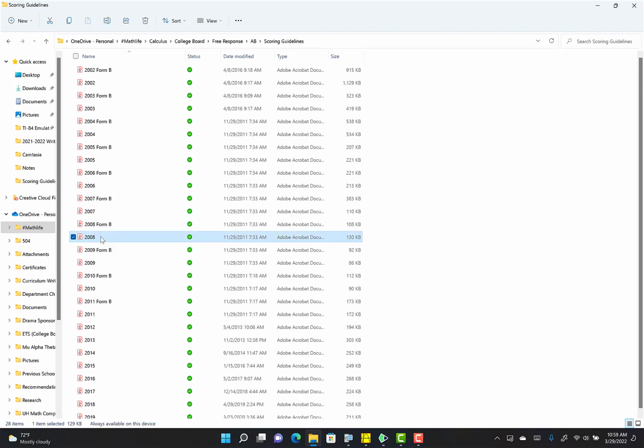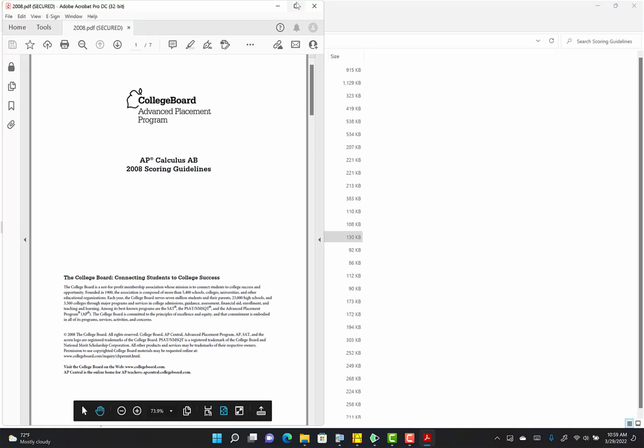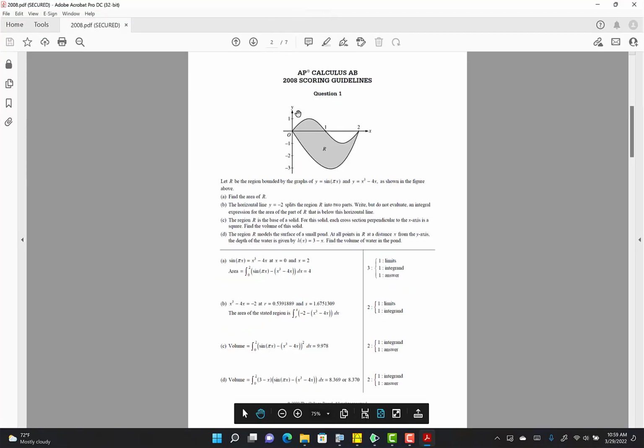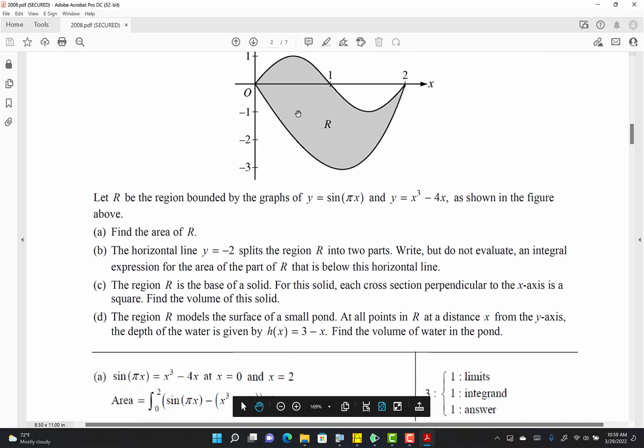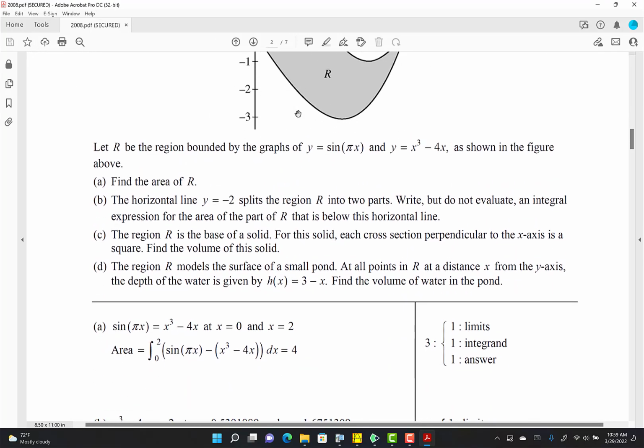Okay. Moment of truth, guys. I'm actually kind of nervous a little bit. Oh, it was the very first one. Look at that. Letter A. Look how many points they gave you for letter A. They're being super generous with 3 points right off the bat. One for the limits, 0 to 2. One for the integrand, sine pi x minus x cubed minus 4x. And one for the answer.